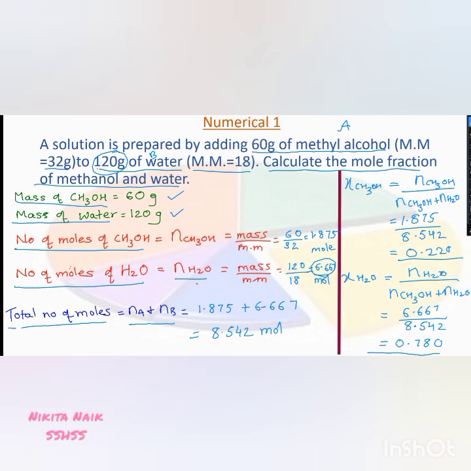Remember students, the mole fraction will not have any units.